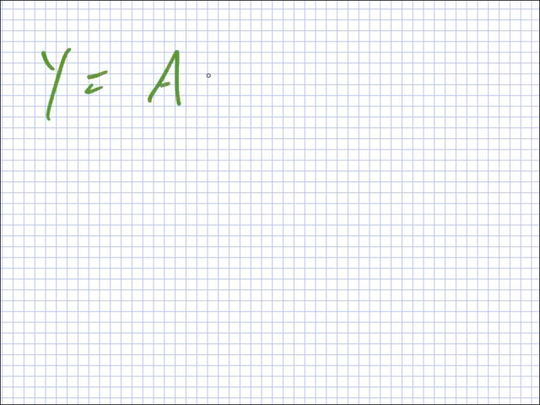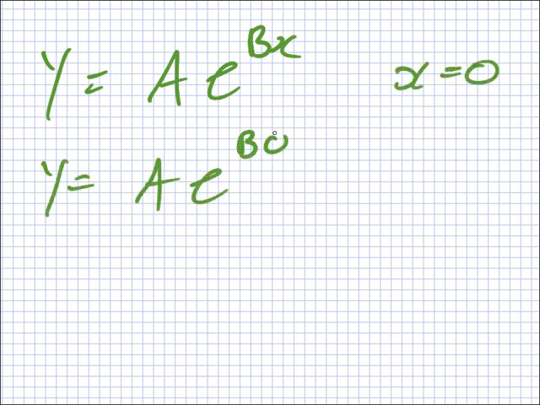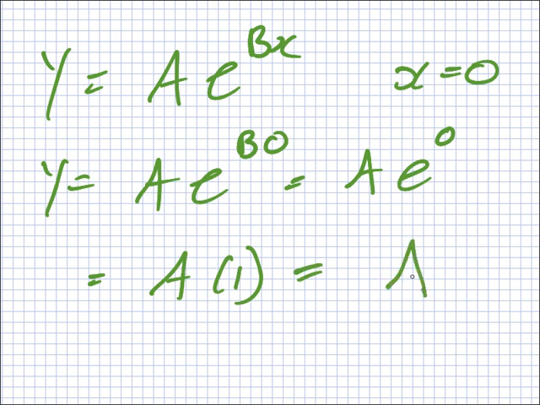Y equals A, E, B, X. X is 0. So Y equals A, E, B times 0, which equals A, E, 0, which equals A times 1. And as Captain Obvious told us, A times 1 is A then. Yes. Is that okay? Yeah.